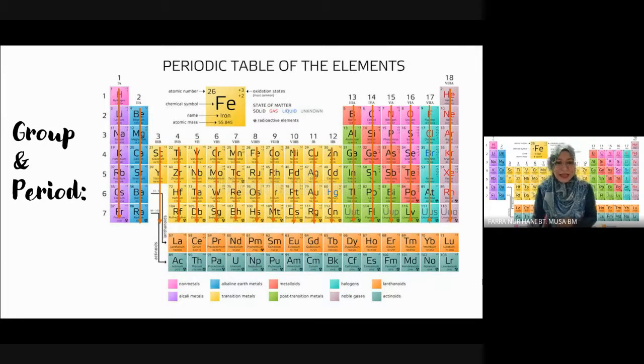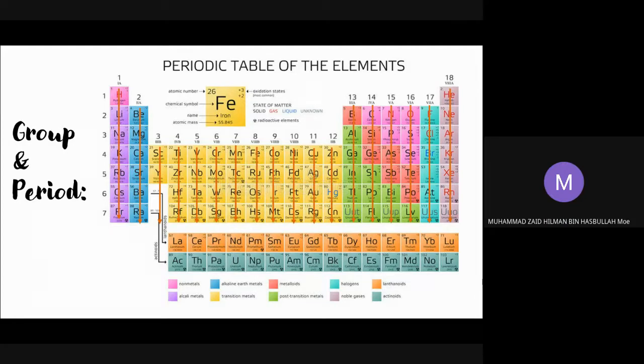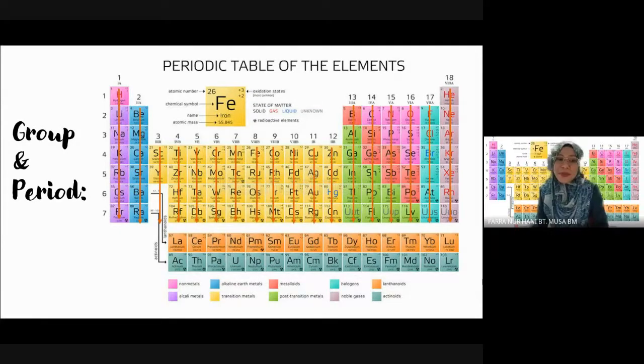What's the special thing about groups? If they belong to the same group, what does that mean? They have the same chemical properties. Very good. That's why we arrange them in the same group, to tell that they have the same chemical properties.